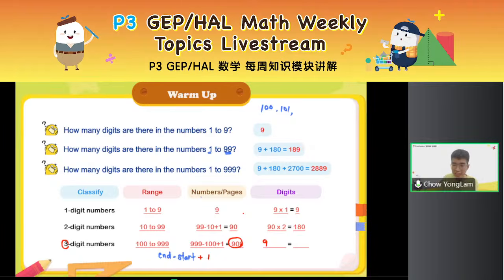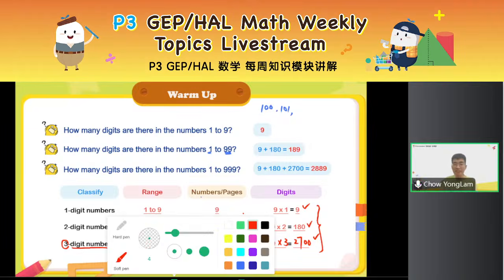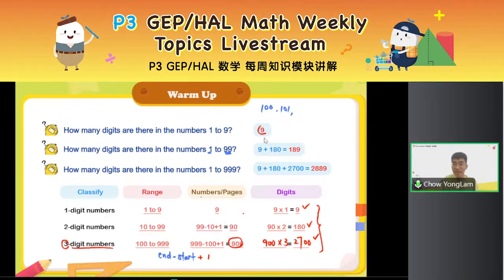So 900 times 3 is equal to 2,700, right? So my 3-digit numbers will contribute another 2,700 digits. So altogether from 1 to 999, we have 9 plus 180 plus 2,700. The total is 2889 digits. Okay, so here there are 3 very important numbers. 1 to 9, 9 digits. 1 to 99, 189 digits. 1 to 999, 2889 digits.